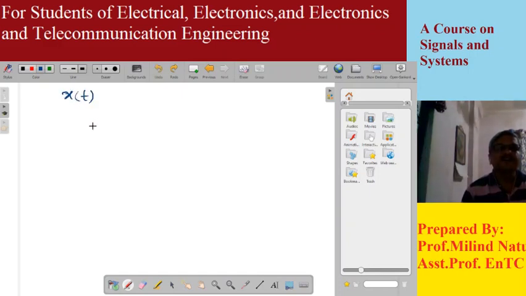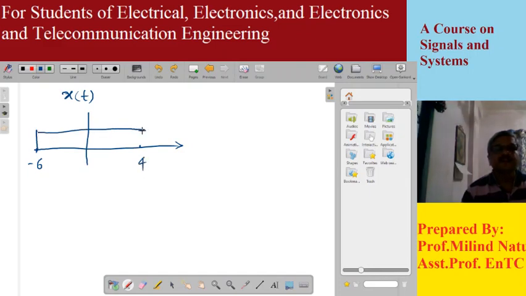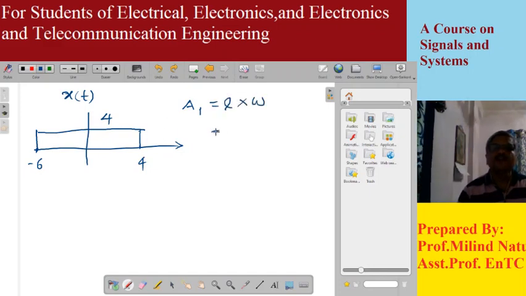Suppose x of t is a given signal and it is something like this. It starts from, let's say, t equal to minus 6 and it terminates somewhere here. This is a simple step signal which has amplitude equal to 4. If someone asks me to calculate the area, then the area will be length into width. The length is from minus 6 to 0, which is 6 units, and from 0 to 4, which is 4 units. So length will be 10 and width will be 4 units. So 10 into 4 corresponds to 40 units, the area of this rectangle.